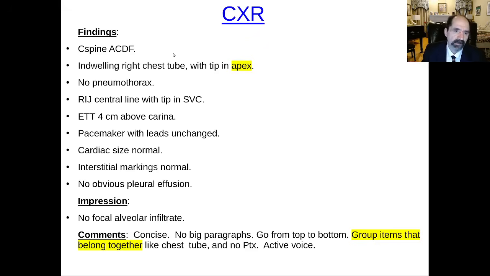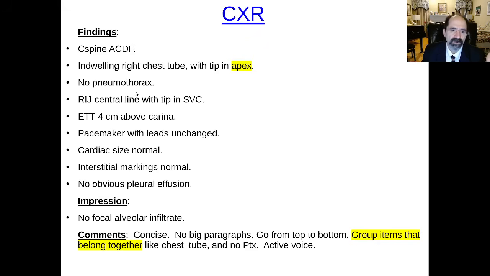I'll say, for example, cervical spine ACDF. That way, the C-spine is covered at the top. Indwelling right chest tube with tip in the apex. I like to say where the tip is on a chest tube. No pneumothorax. You want to group items that are related. As soon as you mention chest tube, the next thing they want to know is, is there a pneumo, yes or no? Okay?